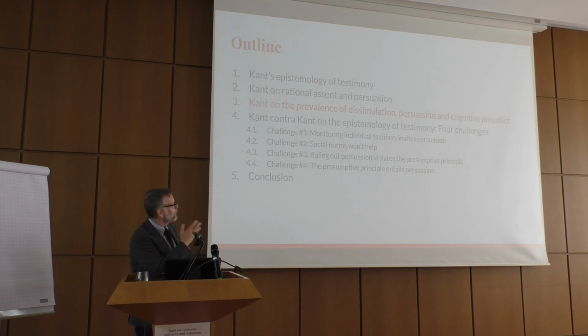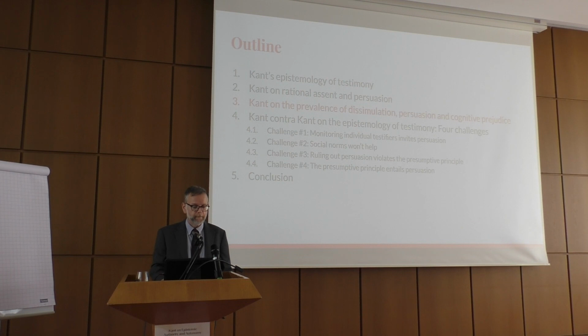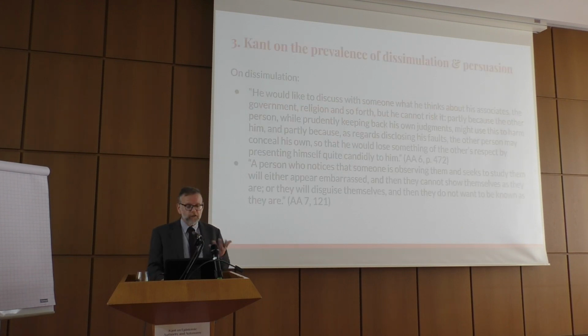Okay, so we've covered the first two now. The third section is Kant on the prevalence of dissimulation, persuasion, and cognitive prejudice. Right, so on dissimulation, Kant says, for example, that some people would like to discuss with someone else what they think about their associates, the government, religion, and so forth, but they cannot risk it, partly because the other person, while prudently keeping back his own judgments, might use this to harm them, and partly because, as regards disclosing their faults, the other person may conceal his own, so that they would lose something of the other's respect by presenting themselves quite candidly to him.